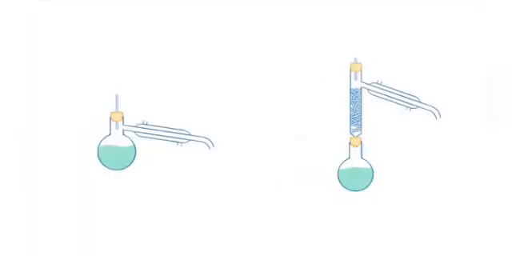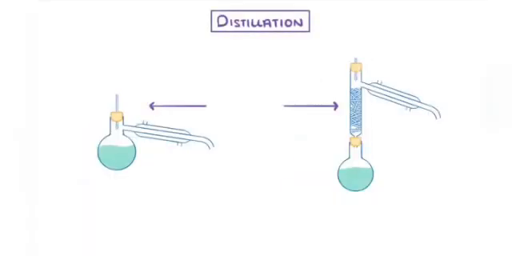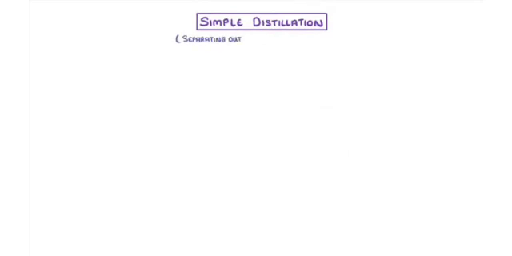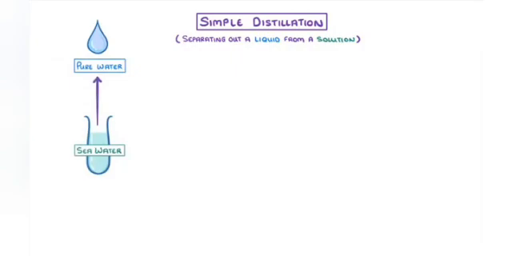In today's video, we're going to look at the two types of distillation that we can use to separate out mixtures that contain liquids. Let's start with simple distillation, which is used for separating out a liquid from a solution. For example, we could use simple distillation to separate pure water from seawater. Before we cover how it works though, we need to be familiar with the equipment.